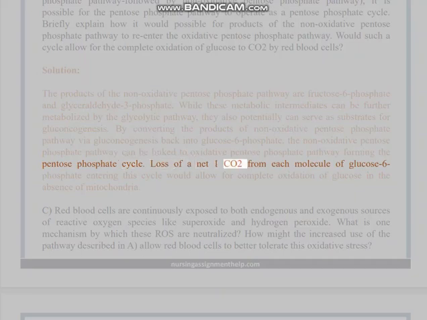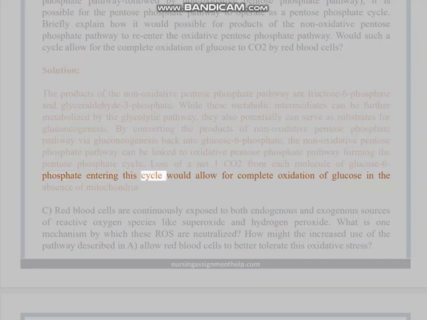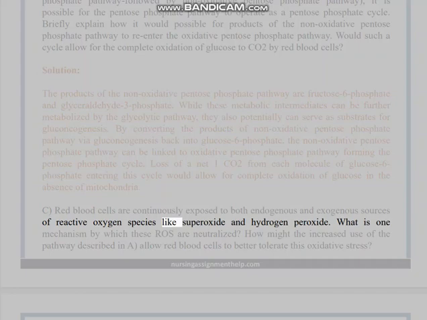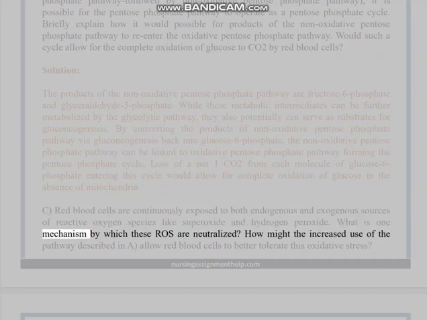Loss of a net 1 CO2 from each molecule of glucose 6-phosphate entering this cycle would allow for complete oxidation of glucose in the absence of mitochondria. C. Red blood cells are continuously exposed to both endogenous and exogenous sources of reactive oxygen species like superoxide and hydrogen peroxide. What is one mechanism by which these ROS are neutralized?